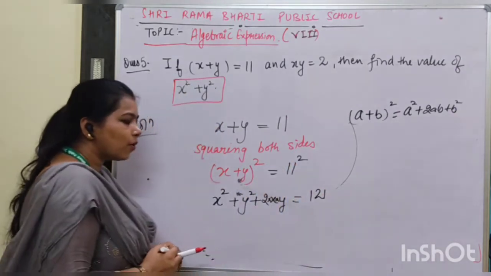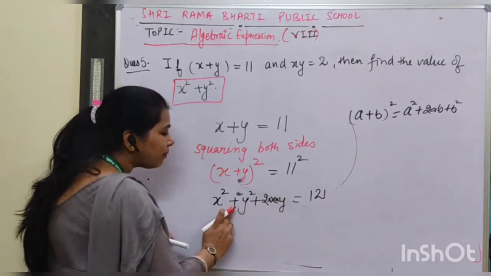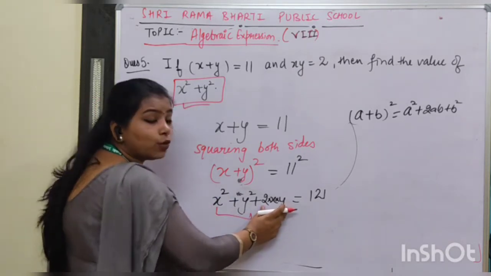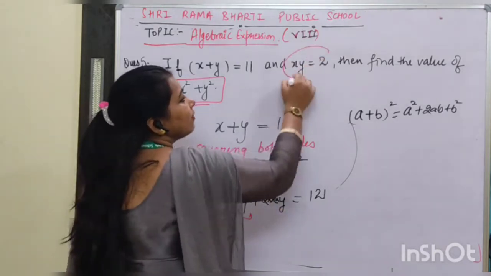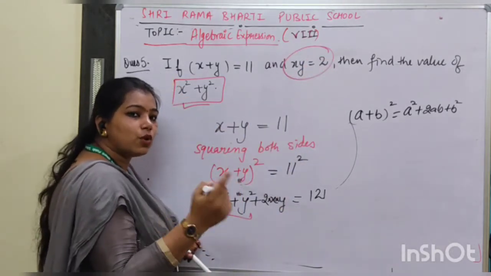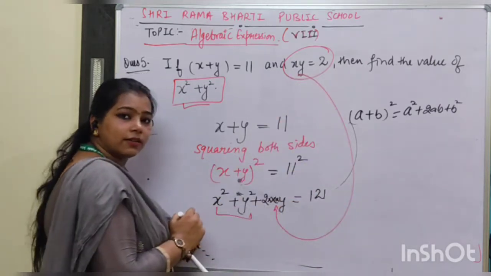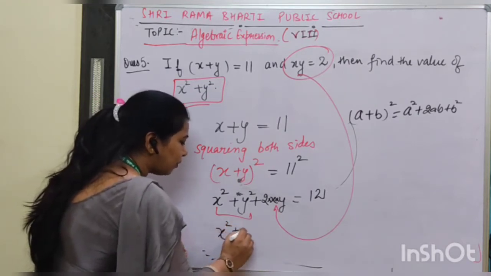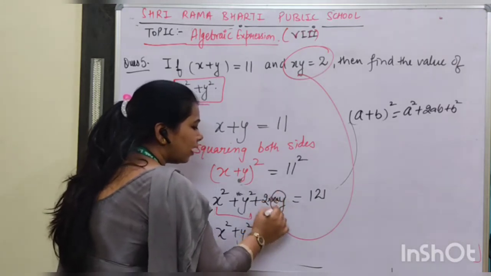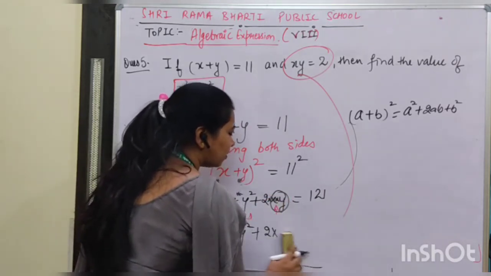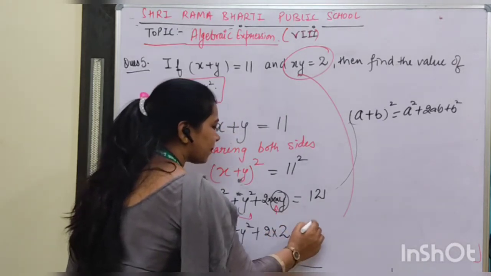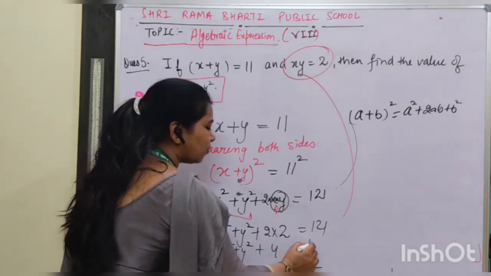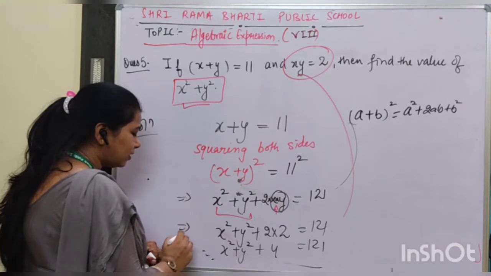Now x square plus y square is the same as what we required as per the question. And what about 2 into x into y? We have the other value, xy, which is 2. So we can substitute the value of xy here. After substituting, 2 into 2, that will be 4, equals 121. Right, children?